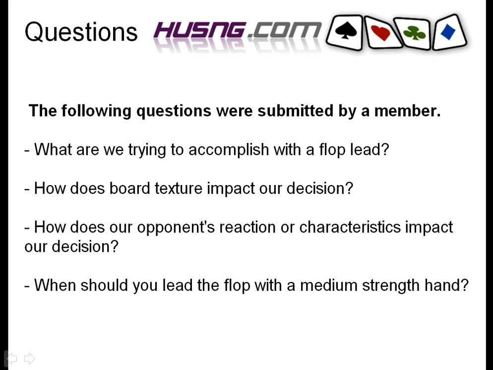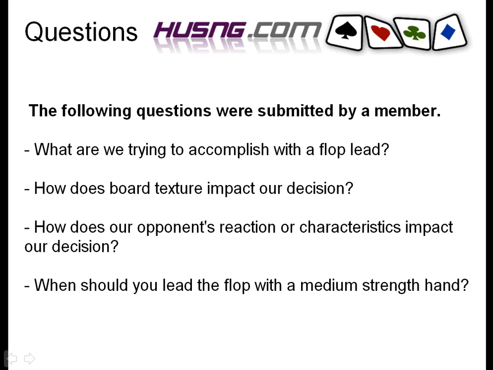The next question is, how does your opponent's reaction or characteristics impact our decision? This is really the most important thing to look at when deciding whether or not to lead a flop. You want to have some idea if your opponent is very loose, very aggressive, passive, weak, or any other extreme. Some things to specifically look at would be, first and foremost, how often your opponent continuation bets, and with what types of hands they are continuation betting. If your opponent is not continuation betting a lot, that's one obvious situation where you may find that leading the flop for value is going to be the best decision possible, and quite often the only way that you can actually get value from a strong hand.